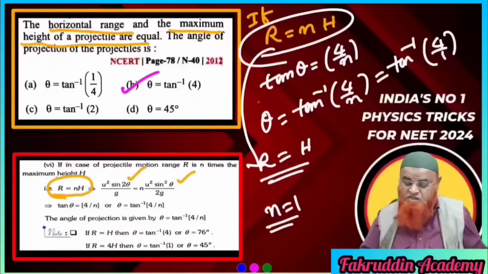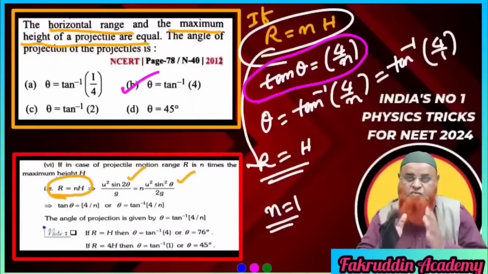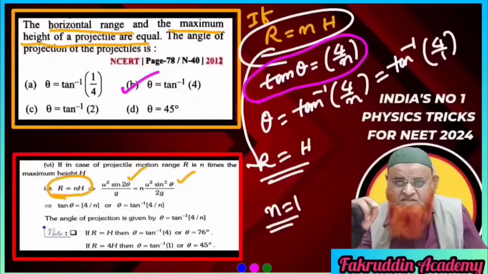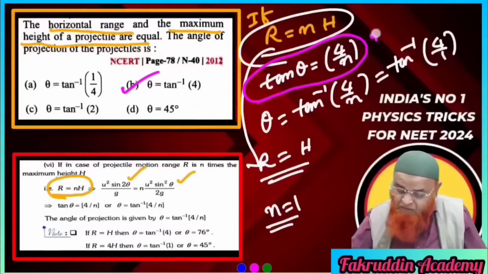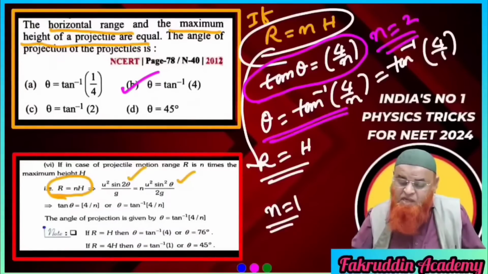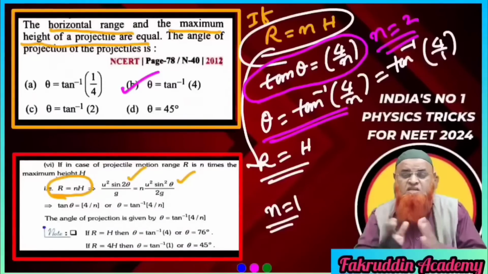So what you need to do is just remember this formula: tan theta is equal to 4 by n. And sometimes it says that the range is double that of the height. If the range is double that of the height, you have to consider that n is equal to 2 here. That means at that time you will get theta is equal to tan inverse of 4 by 2. Your answer is tan inverse of 2.